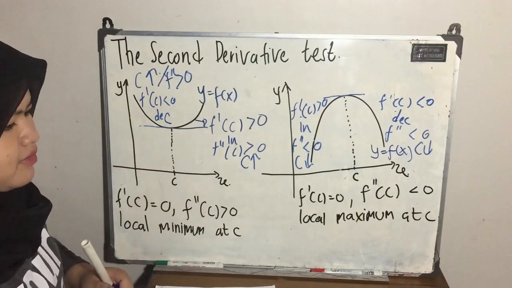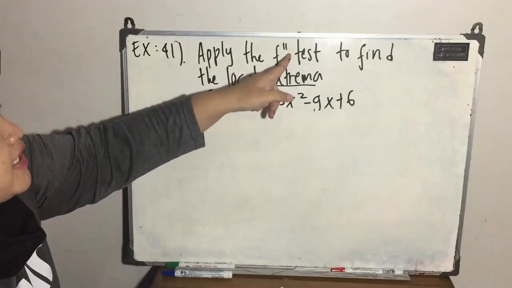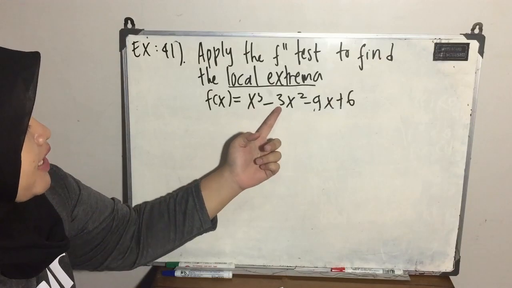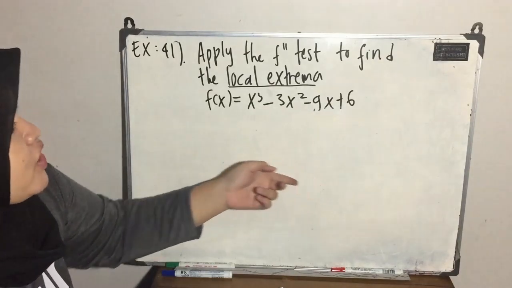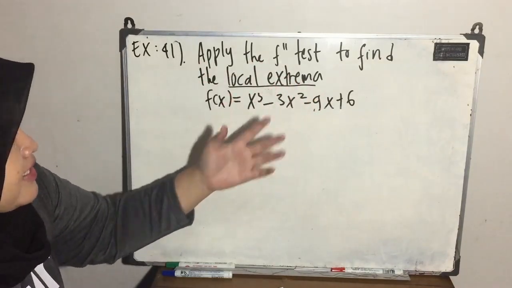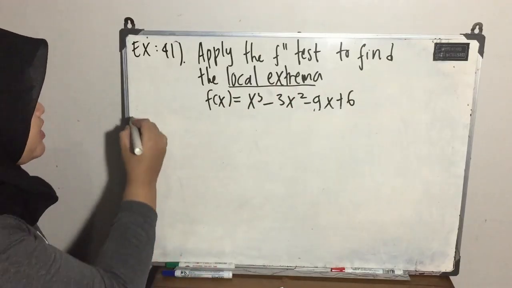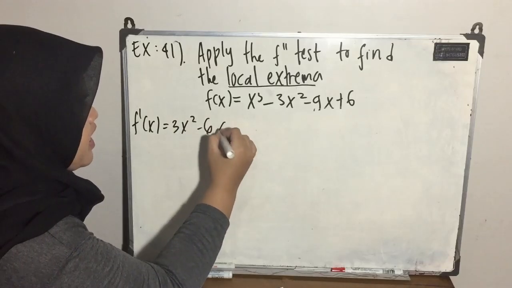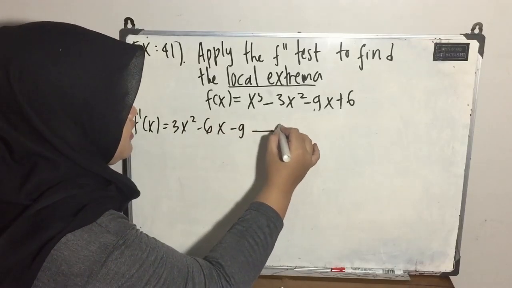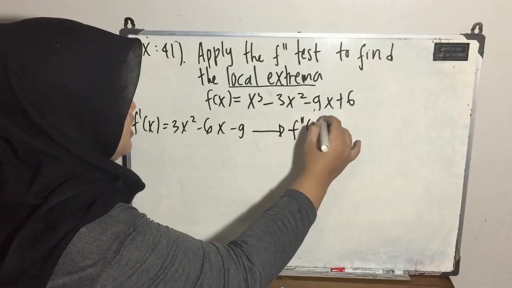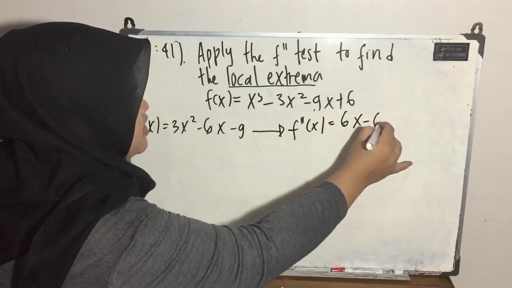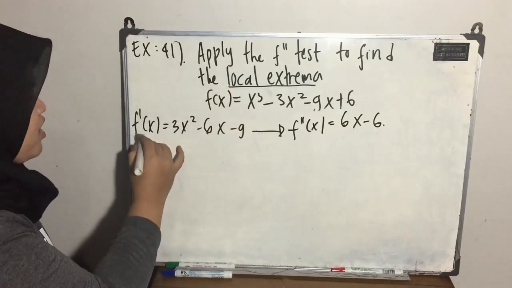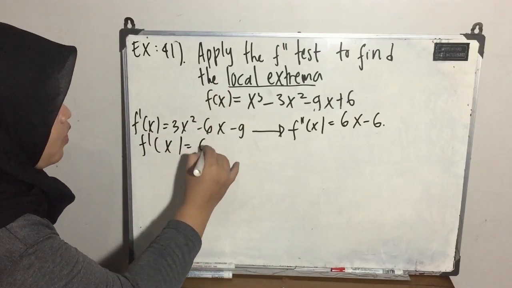Okay, now we will talk about the example. So let's get it. Example 41. Apply the second derivative test to find the local extrema of f(x) equals x^3 minus 3x^2 minus 9x plus 6. Because they told us about the second derivative test, we should use it. The first derivative is 3x^2 minus 6x minus 9, and the second derivative is 6x minus 6.